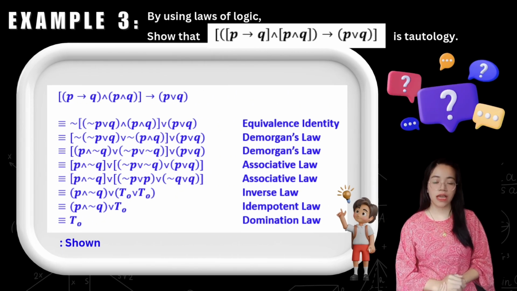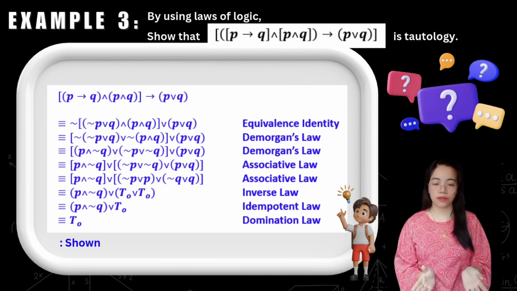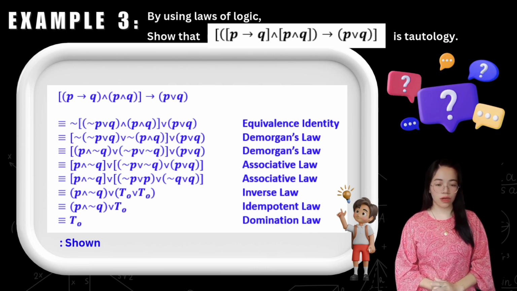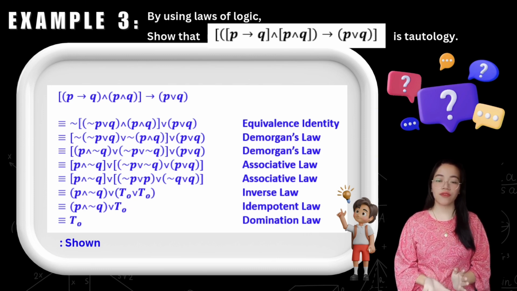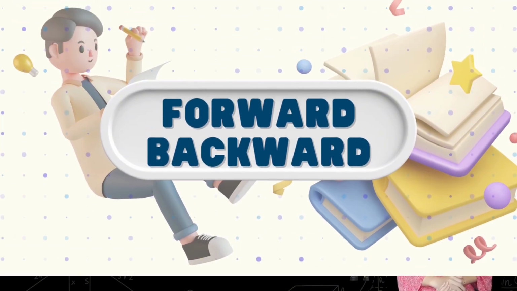Now the third question, by using the laws of logic, show that P implies Q in brackets and P and Q in brackets implies P or Q is a tautology. After simplifying the proposition by using equivalence identity, De Morgan's law, associative law, inverse law, idempotent law, and domination law, we found out that the proposition is logically equivalent to a tautology. Therefore, it has been shown.